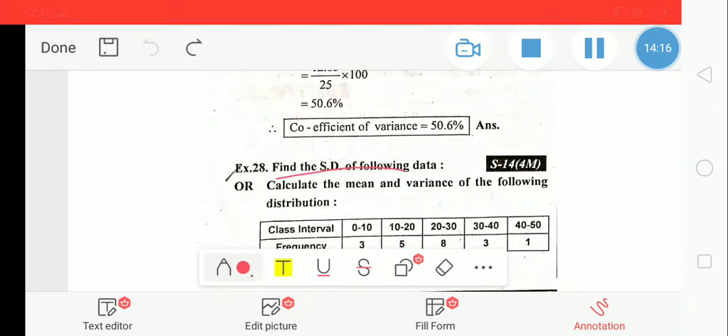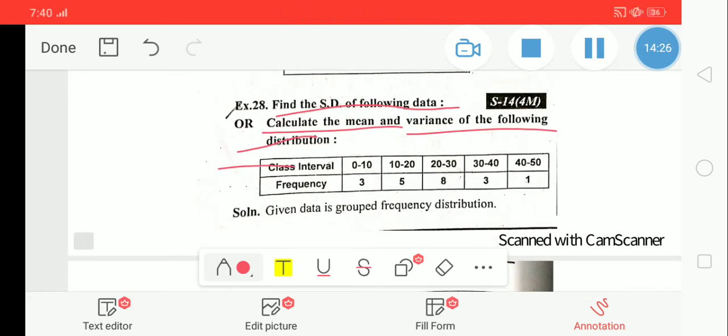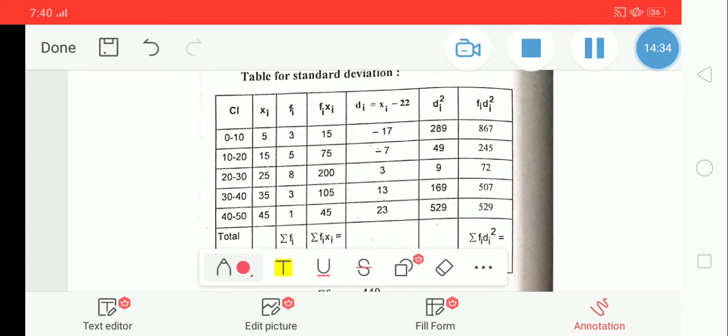Find the standard deviation of the following data. Calculate the mean and variance of the following distribution. Here also it is the same: find the standard deviation, mean and variance. Here is the class interval and here is the frequency. So the given data is a group frequency distribution. Now xi is the midpoint of the class interval, fi is the frequency that is given. Now multiply xi by fi, meaning fi multiplied by xi.